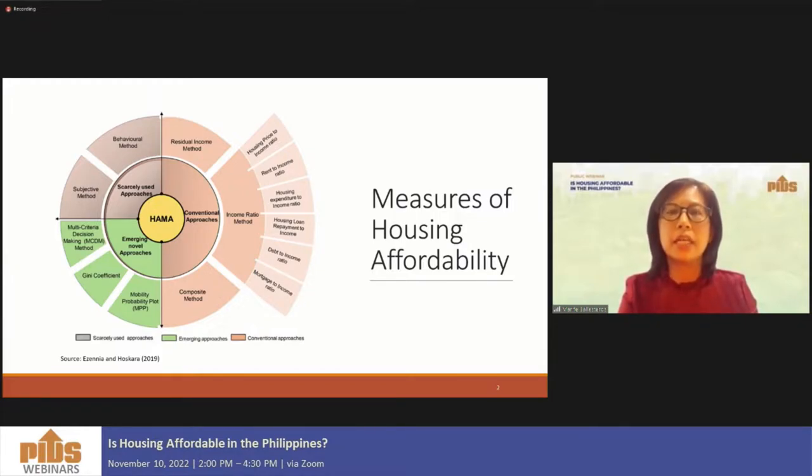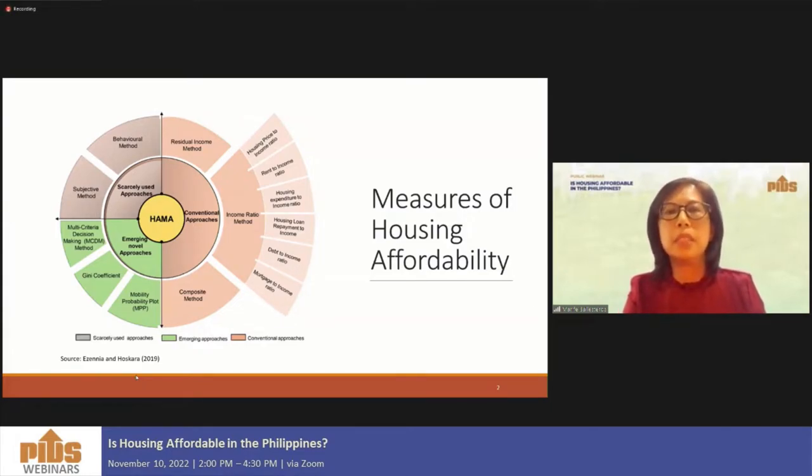On the right-hand side of the screen are the conventional approaches, which are actually used in most countries. This is composed of three components: the residual income method, the price income ratio, and the composite method, which is just a combination of the residual and the PIR. If you look at these conventional measures, they primarily relate income to the housing price.